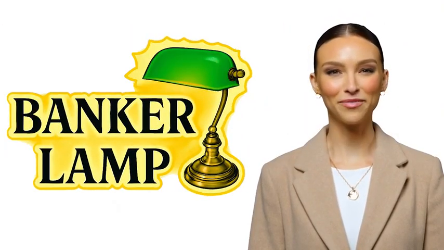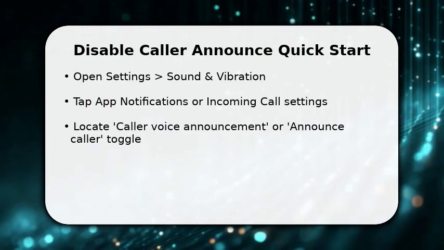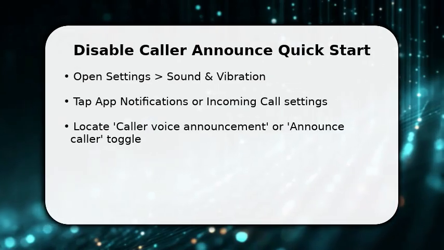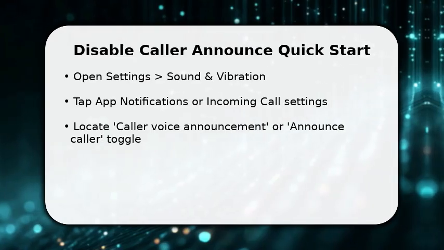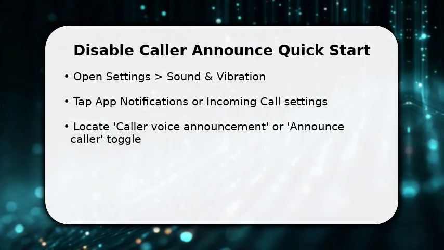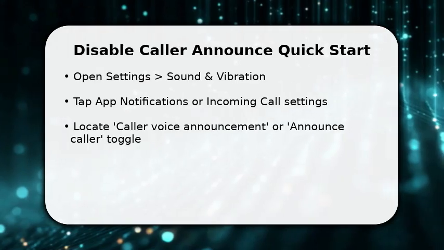Please enjoy the video. You start by opening Settings and going straight to Sound and Vibration. This is where Oppo keeps call audio options. Once there, tap the Incoming Call or Call Notification subsection so you see what triggers announcements.